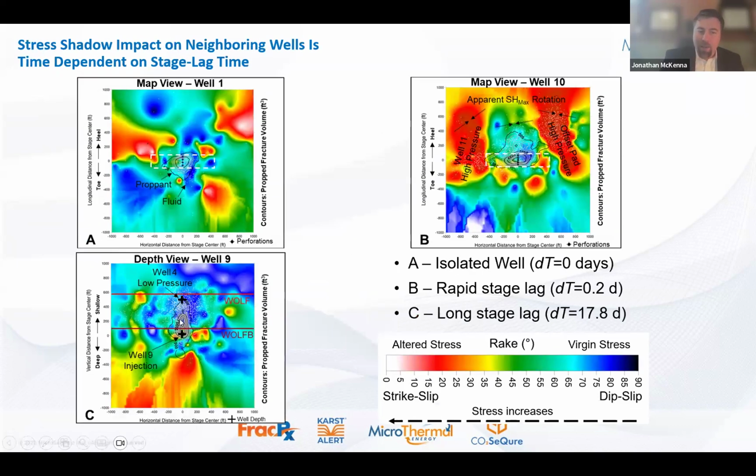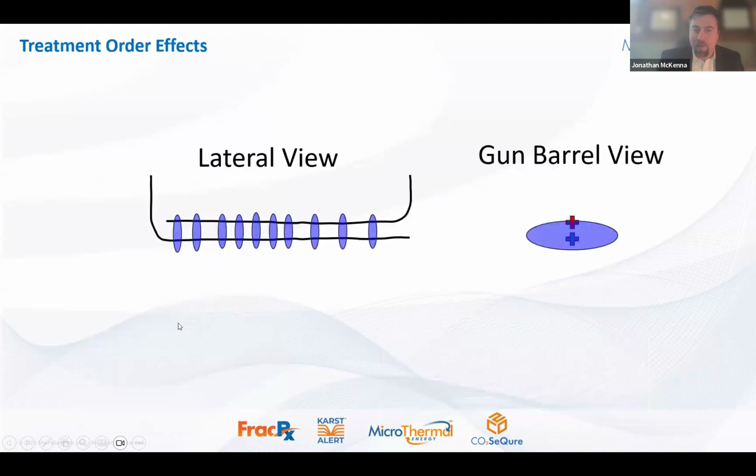So going back to this other example where you treat a shallow well, and then 18 days later, you go in and treat this deeper well, like I said, the stress shadow was around that shallower well, but once you treat this deeper well, now a lot of your fluid and proppant is just going back through the fractures that you've already created from the stimulation of the first well, and you're just not effectively creating a lot of fractures and fracture volume around the second well.